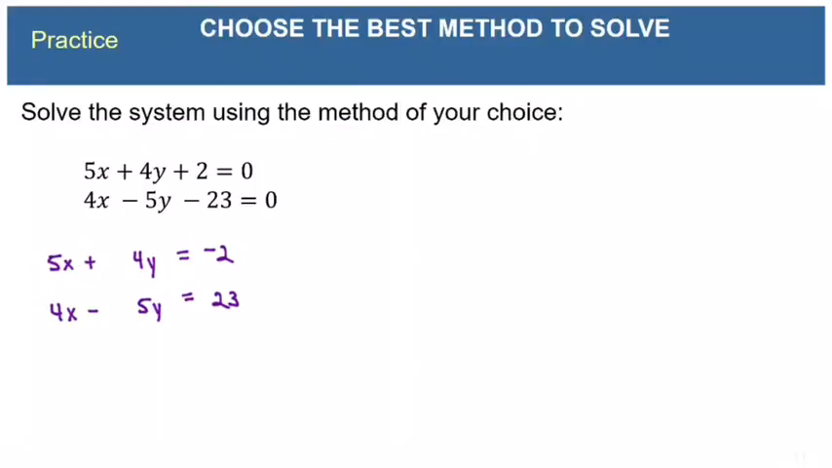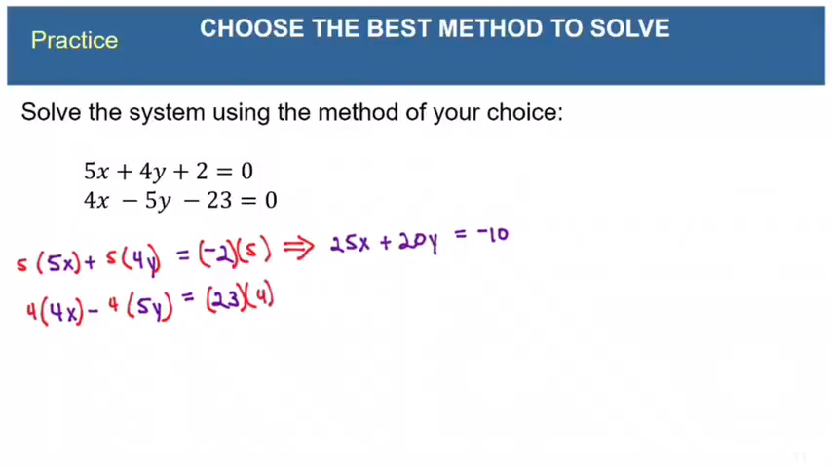So let's multiply the top equation by 5. That's going to give us 25x plus 20y equals negative 10. And let's multiply the bottom equation by 4, and that's going to give us 16x minus 20y equals 92. So you can see now we have what we wanted. We have positive 20y and negative 20y. So now let's add our two equations together.